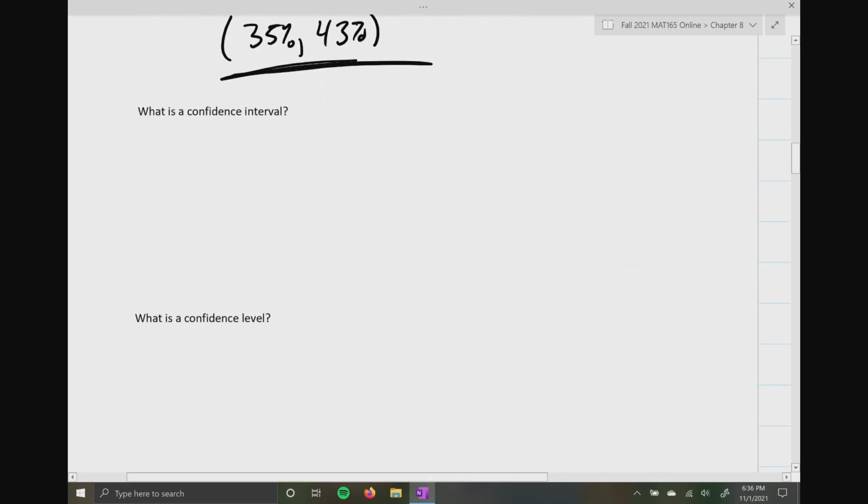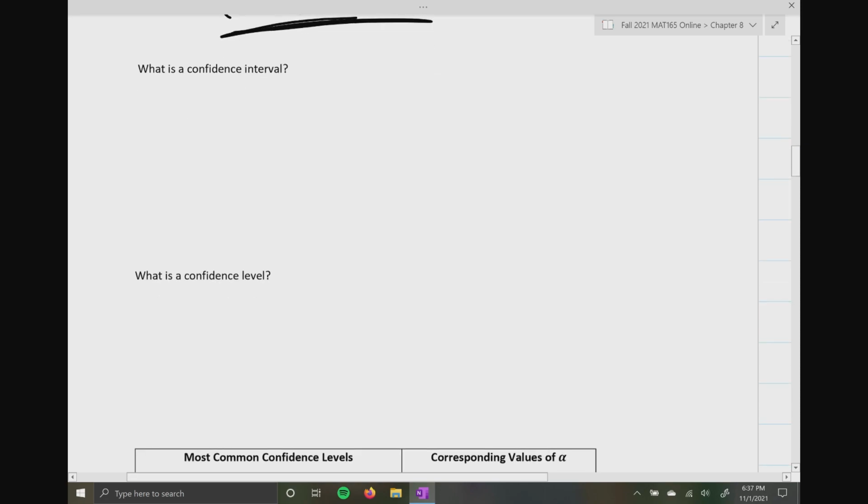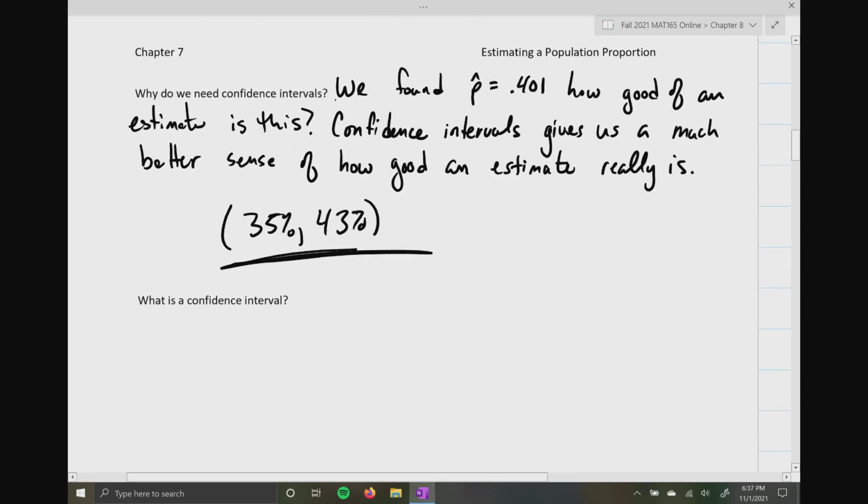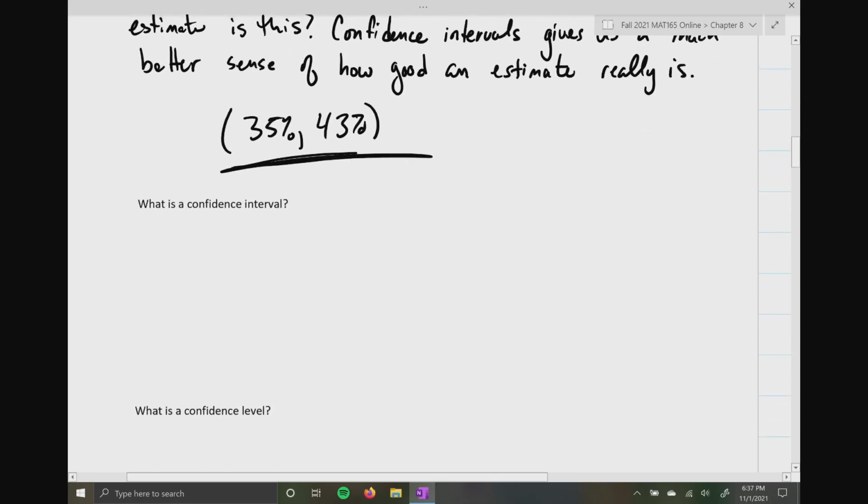Okay. Why do I have it? Okay, sorry. I got a little confused there for a second. I was reading "what is a confidence interval" and then "what is a confidence level." So let me go ahead and try this over again.